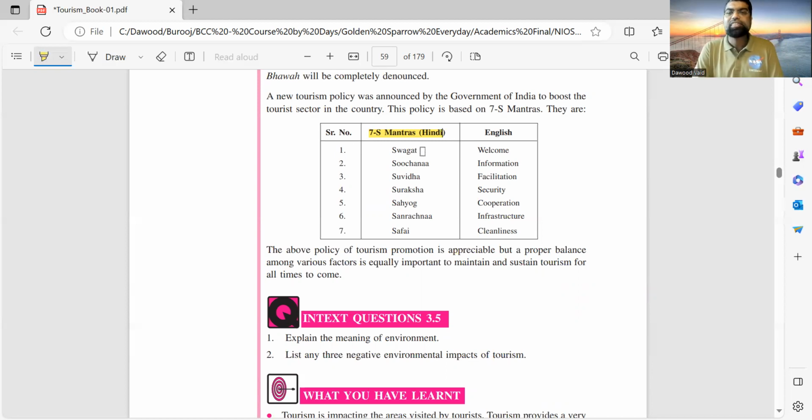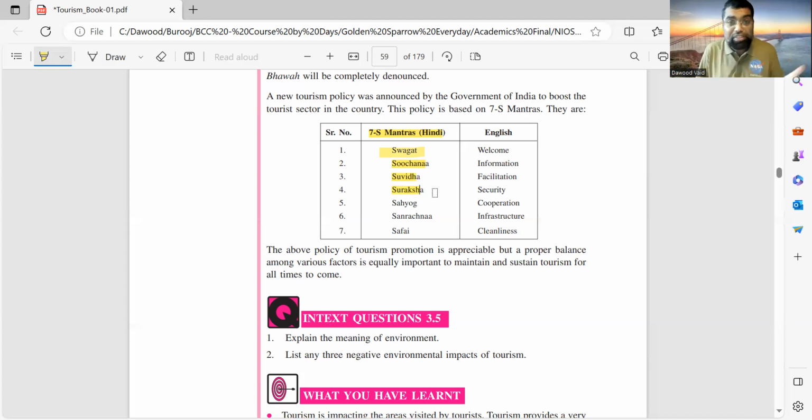Number one is Swagat, welcome. We say everybody is welcome to our country. So the first S is Swagat. Then they should know about us, right? So Suchna. It's a strong Hindi word we don't use very often, but Suchna means people should get information. After we welcome them, they should know about us. Are we giving them some facilities? So Suvidha. How much Suvidha have you got? Also, with Suvidha, they also need Suraksha, which is protection, security.